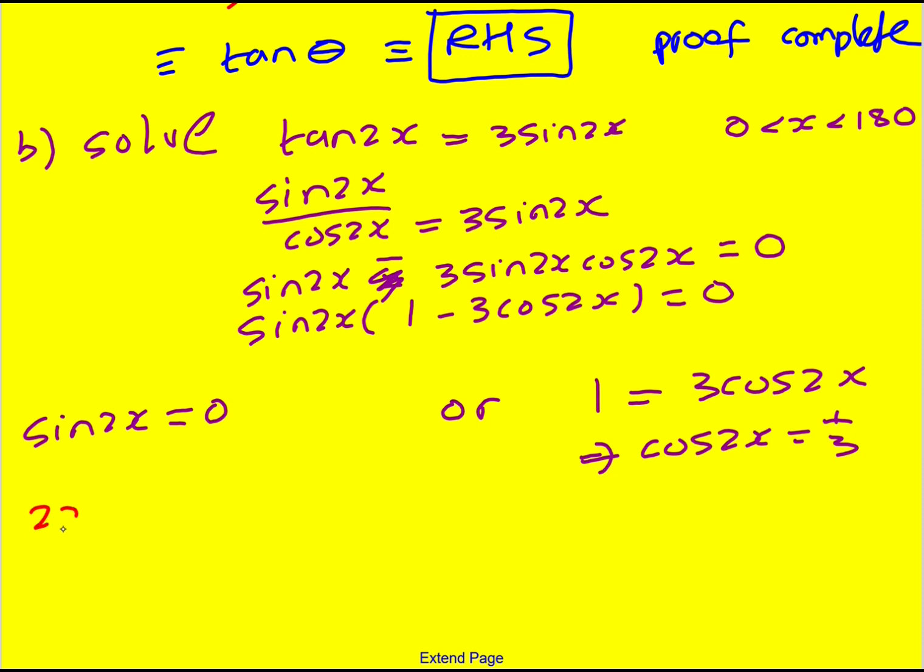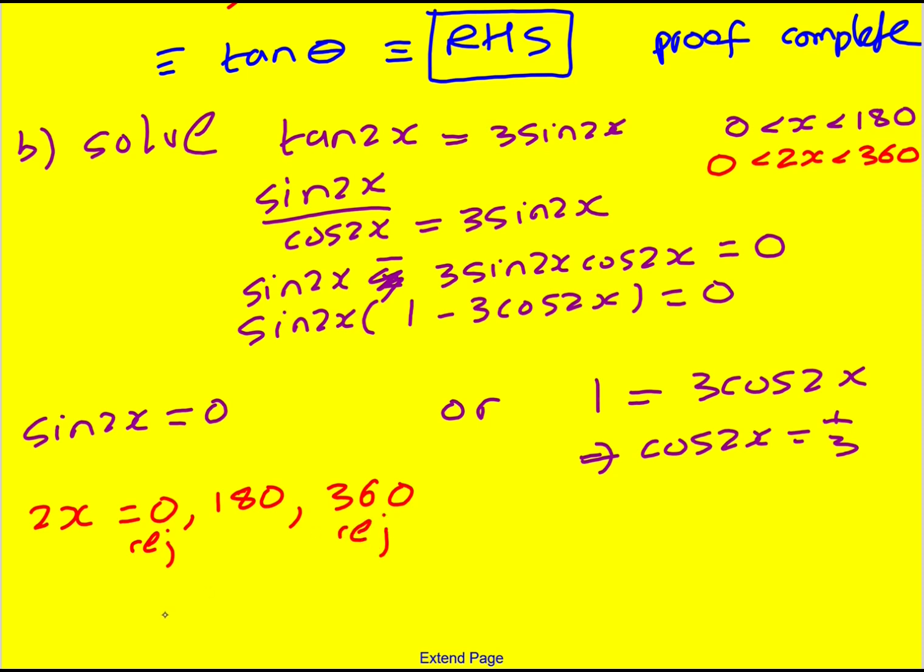So let's solve it. Inverse sine of 0 is actually 0 or 180. Oh, there's one thing I forgot to do. I haven't changed the range yet. So because we're solving for 2x at the moment, we actually need to go all the way up to 360. I need to double that range. So I'm going to get 0, 180, 360. But remember, it doesn't include 0 or 360, so I'm actually going to reject these ones, which means x is going to equal 90. That's the only solution from sine 2x equaling 0.